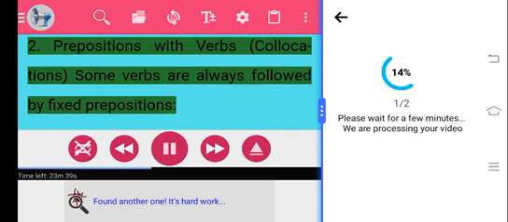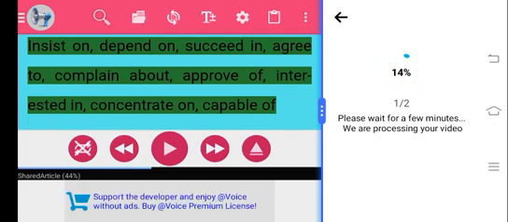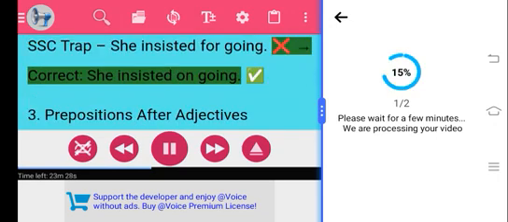2. Prepositions with verbs, collocations. Some verbs are always followed by fixed prepositions: insist on, depend on, succeed in, agree to, complain about, approve of, interested in, concentrate on, capable of. SSC trap. She insisted for going is incorrect. Correct: She insisted on going.